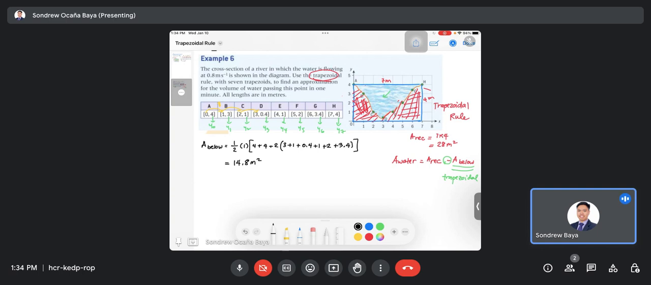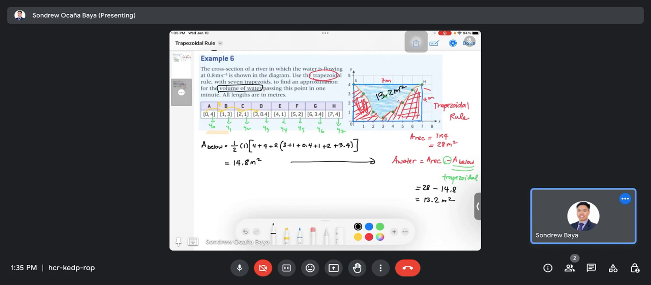Again, we wanted to find the area of the water because in this case, what we wanted to find is the volume of the water. So we focus on the water itself. But we already know from here that the area of the water will just be the area of the rectangle, 28, minus the area below, which is 14.8. Okay? Therefore, this would give us 13.2 meter squared. So the area of this water is 13.2 meters squared. That's the area of the water.